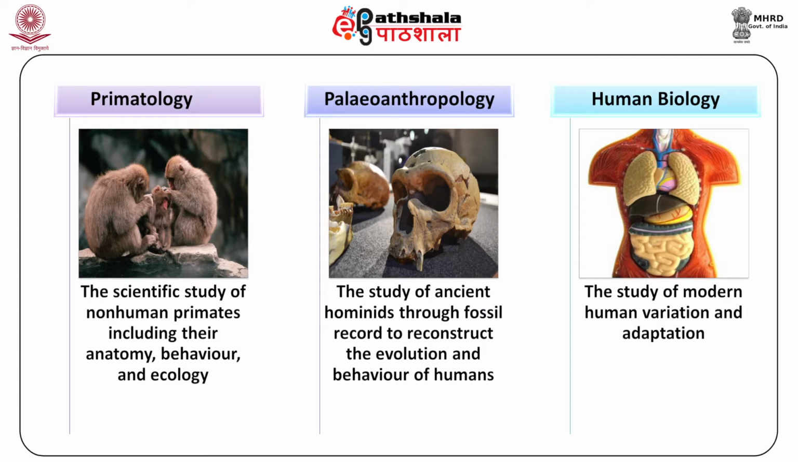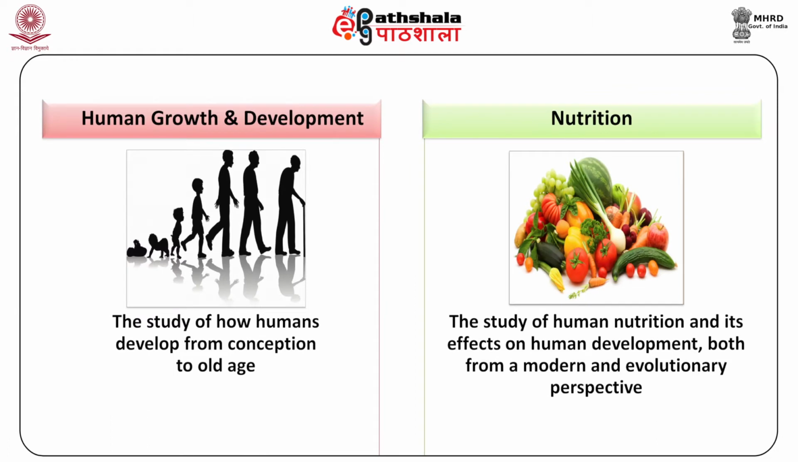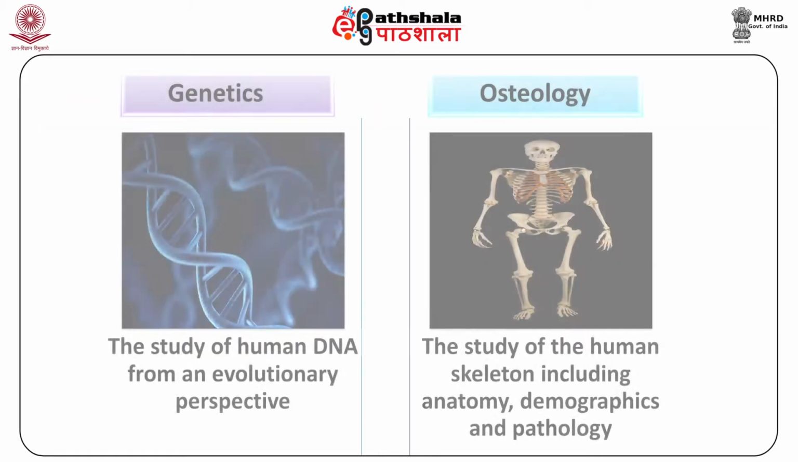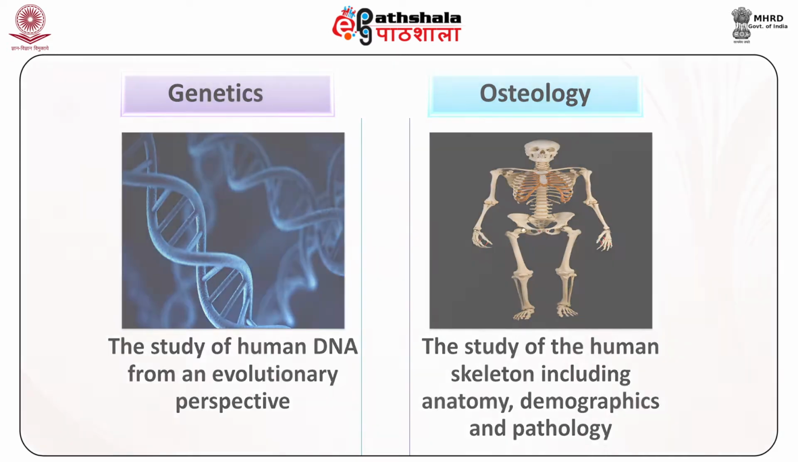Then we have human biology, that is the study of modern human variation and adaptation. Next is human growth and development, the study of how humans develop from conception to old age. Next is nutrition, the study of human nutrition and its effects on human development, both from modern and evolutionary perspectives. Then we have genetics, the study of human DNA from an evolutionary perspective. And the last one is osteology, which is the study of the human skeleton including anatomy, demographics, and pathology.